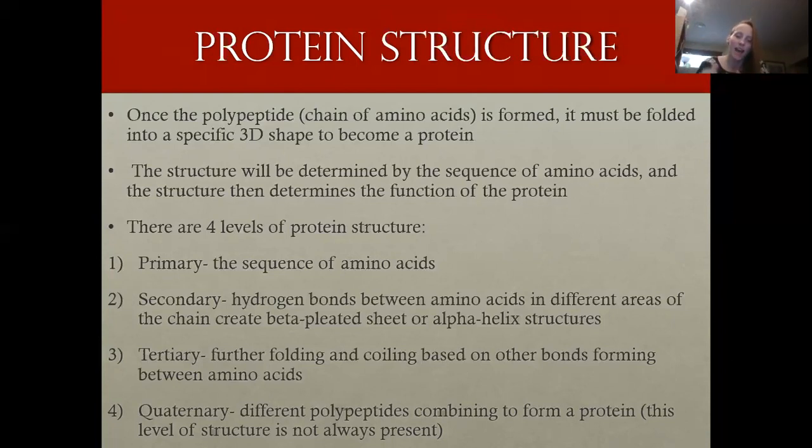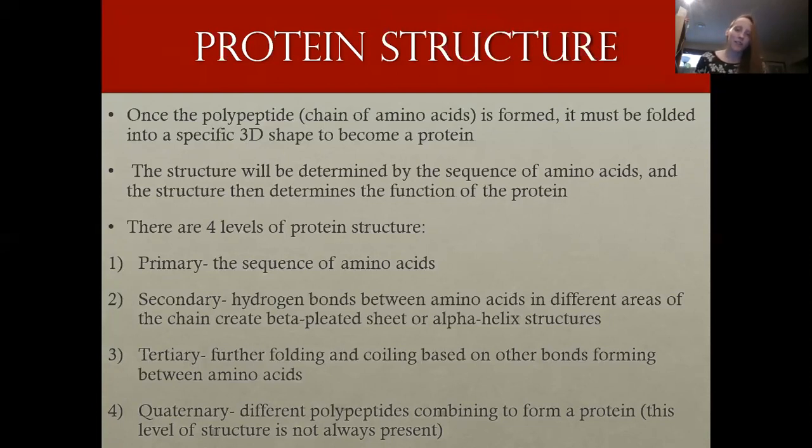And when you have those hydrogen bonds forming, you create either something called an alpha helix or a beta pleated sheet. A beta pleated sheet is like if you've ever taken a piece of paper and accordioned it, where you fold it back and forth on itself. That's what a beta pleated sheet looks like. An alpha helix is just like a spiral. Then the tertiary structure is when you essentially fold it up even more and form covalent bonds between alpha helixes and beta pleated sheets.